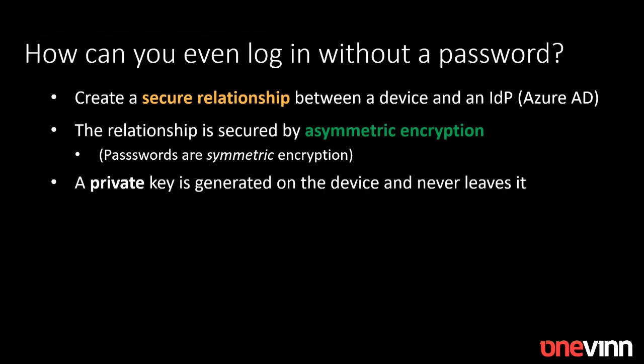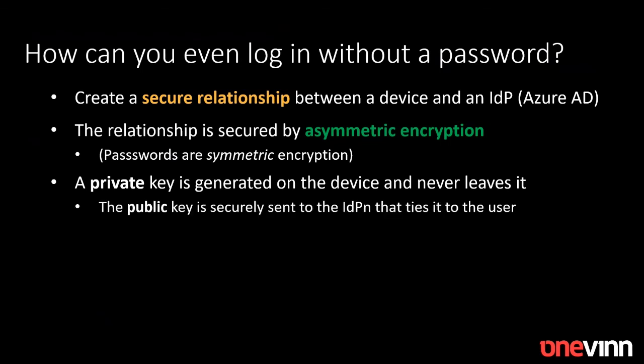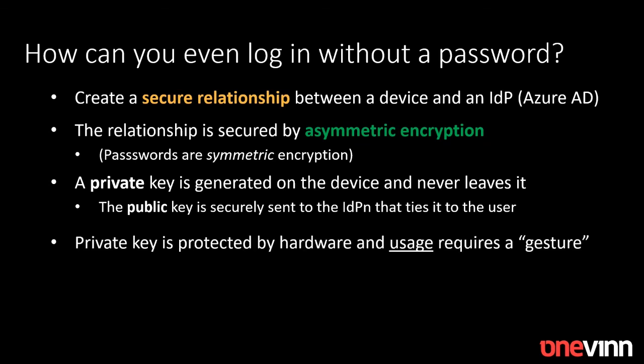The private key is generated on the device and the private key never leaves the device. This is super secure. The private key is never exposed. However, the matching public key, that we can share with people. So we actually send that to the IDP and we tie that to my user account saying, okay, this public key is my public key and I have the private key to prove it. And the private key is protected by hardware and usage requires some sort of gesture. And I've underlined usage here because it's not exposing the key, it's not sending the key, it's actually just using the key inside the authenticator.